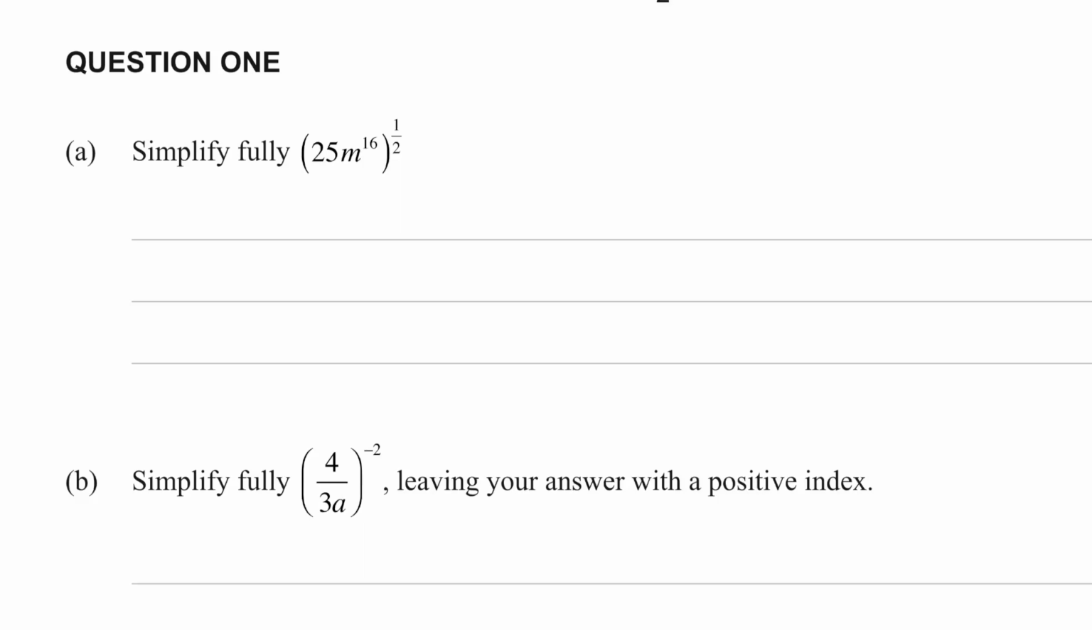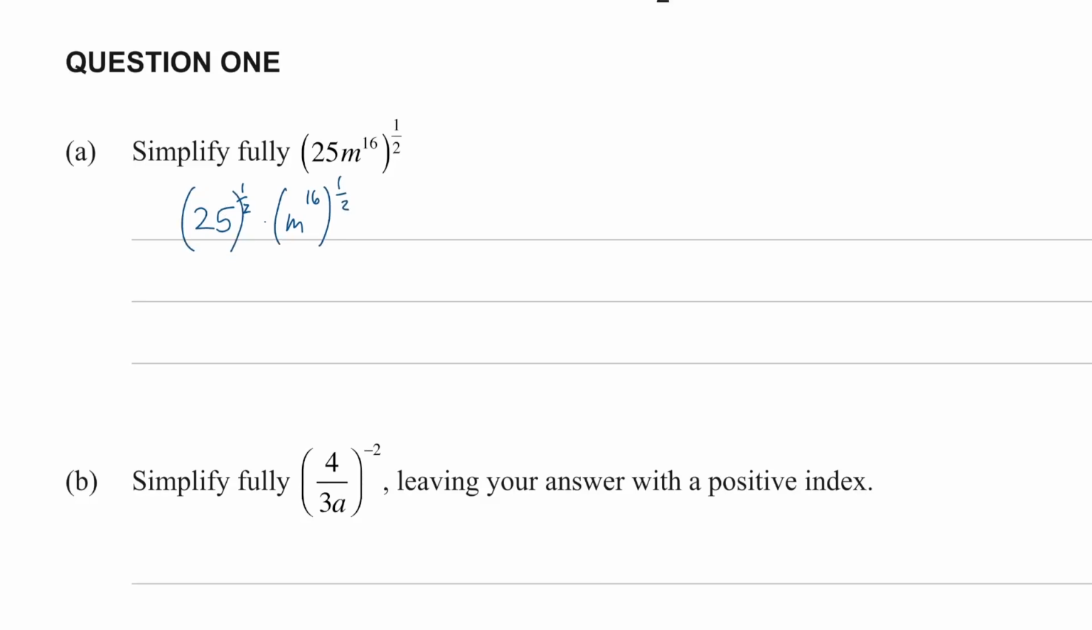power of 16, all raised to the power of a half. So the first power rule we can use is distributing this power of a half across each term in the middle, right? So the 25 and the m to the power of 16. So we can write that as 25 to the power of a half times m to the power of 16, all to the power of a half.